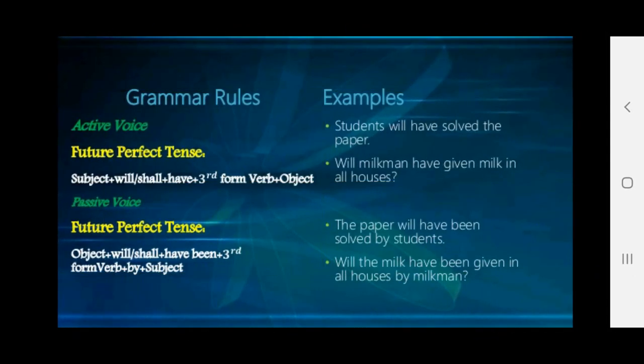And finally, future perfect tense. Here, the rule is that object plus will or shall plus have been plus third form of the verb plus by plus subject. For example, students will have solved the paper. In passive, it will change like this, the paper will have been solved by the students. In interrogative, will milkmen have given milk in all houses? It will become like this. Will the milk have been given in all the houses by milkmen?